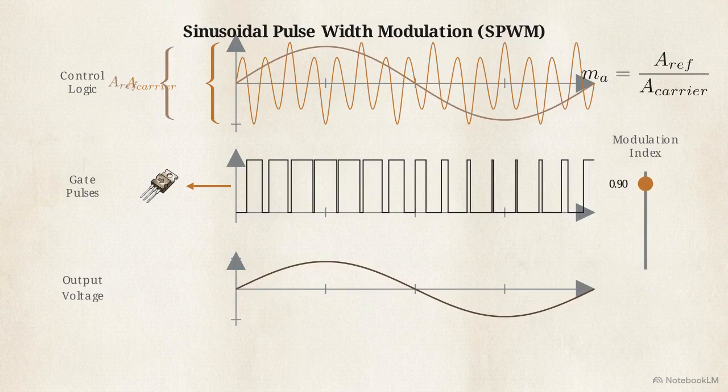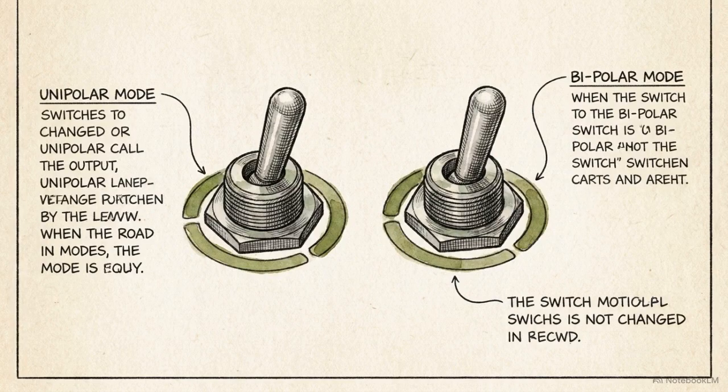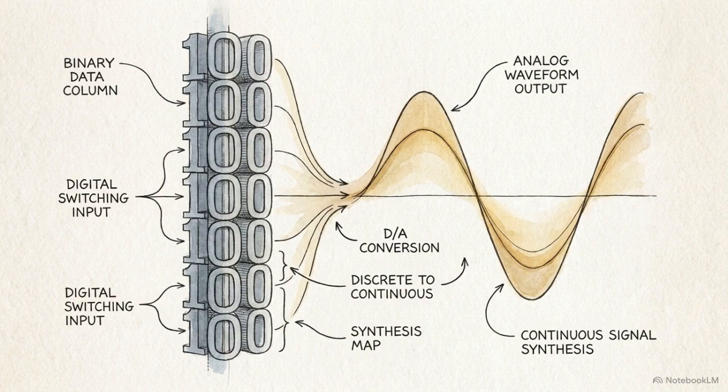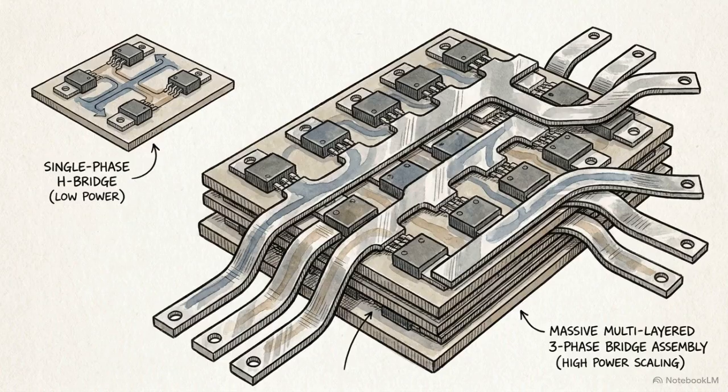Adjusting the modulation index directly controls the output voltage of the inverter, and this holds true whether the system is programmed to operate in unipolar or bipolar modes. SPWM proves that we can synthesize a smooth analog output using high-frequency digital on and off switching. To drive heavy industrial motors, the single-phase H-bridge must be scaled up into a three-phase voltage source inverter.